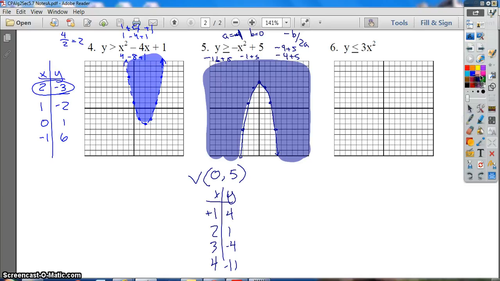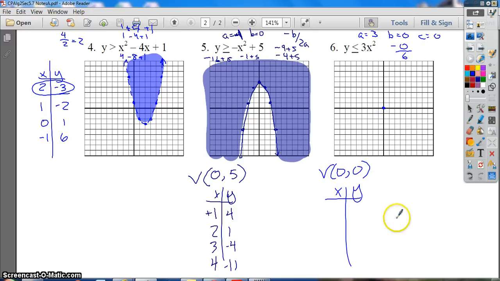Last but not least is 6 here. Okay, so a is 3, b is 0, c is 0. So negative b over 2a would be negative 0 over 6, basically. So my vertex is 0. If I plug 0 in, I'll get 0. So here's my vertex. That's a nice guy. It should be opening up. So if I put 1 in, 1 squared is 1, times 3.